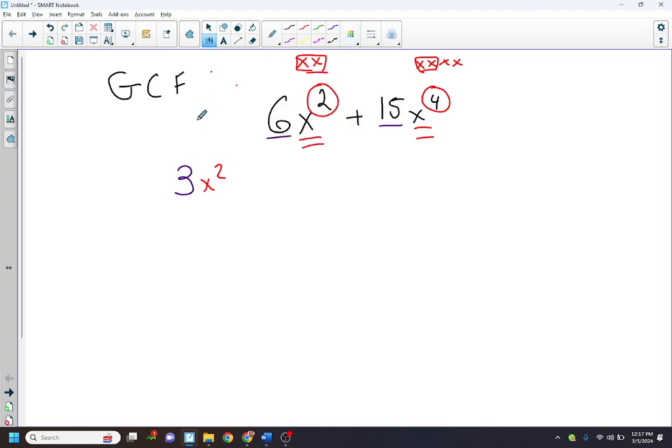So let's continue to the actual thing. After you figure out what's in common, you divide it out. So you're going to do 3x squared, and that's going to be 2 plus 3x squared over here. That's going to be 5x. Remember, exponents you subtract. So 4 minus 2 is 2, if you really need to.